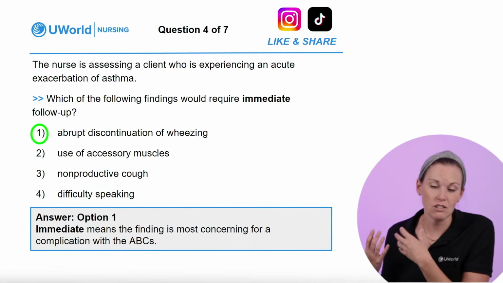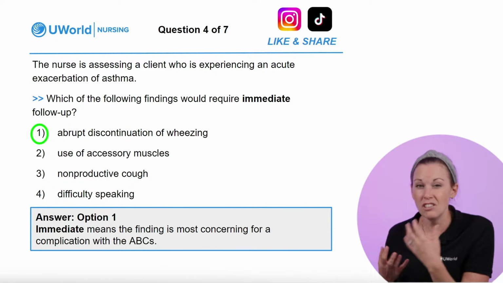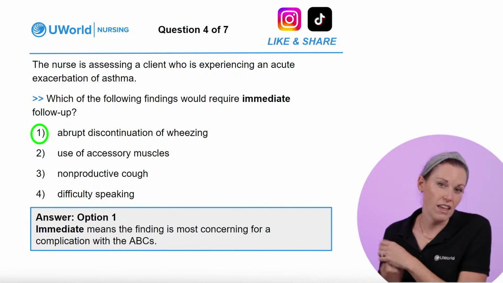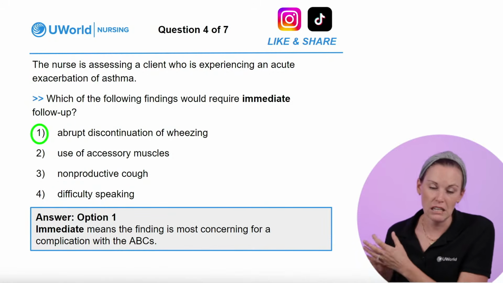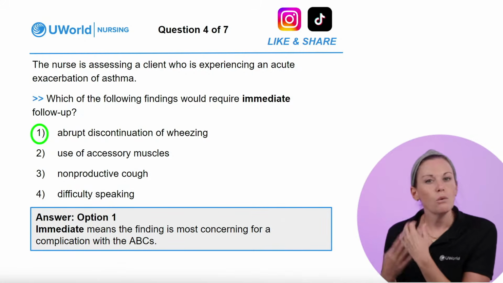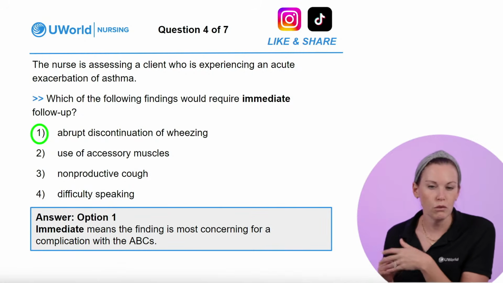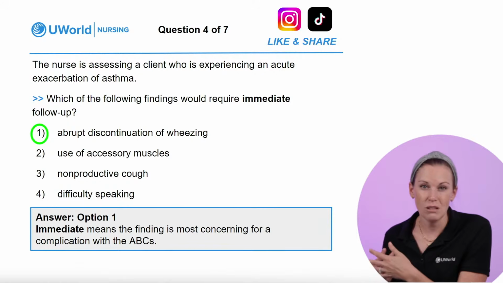So that's a big concern. We definitely need to intervene. We need to administer medication, secure the airway, all of that good stuff. So that is definitely going to be our most concerning finding. What we're seeing in options 2, 3, and 4, we're going to expect to see with an asthma attack.